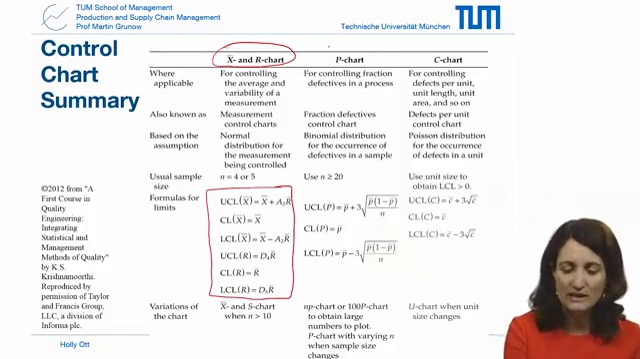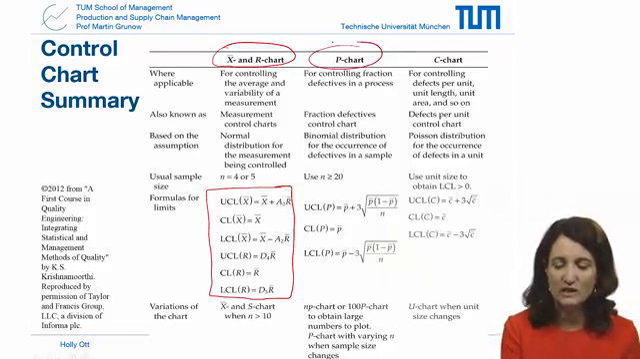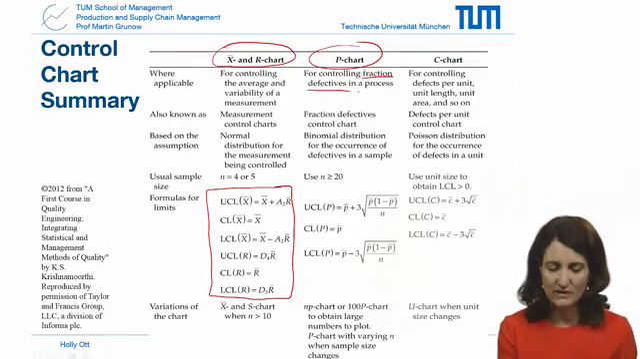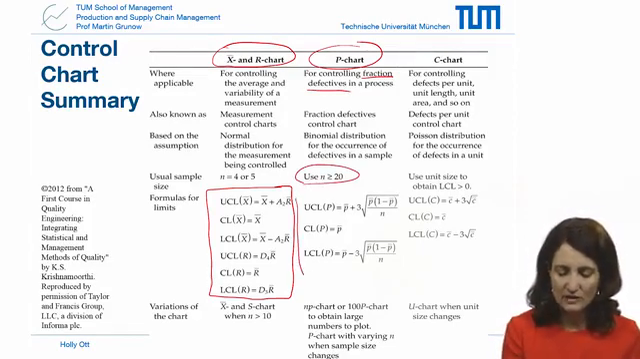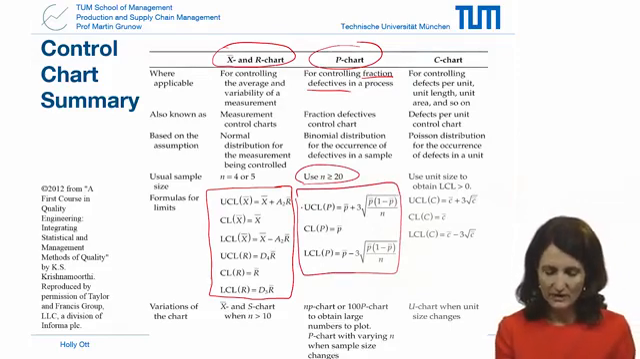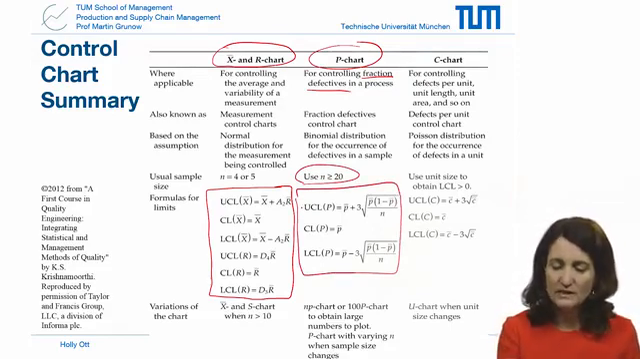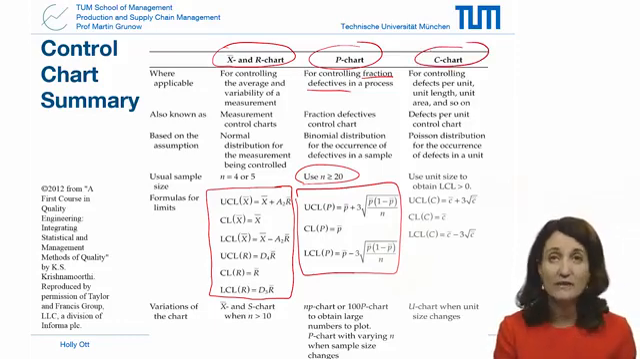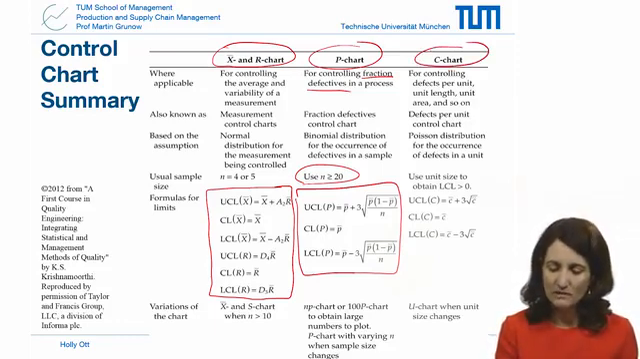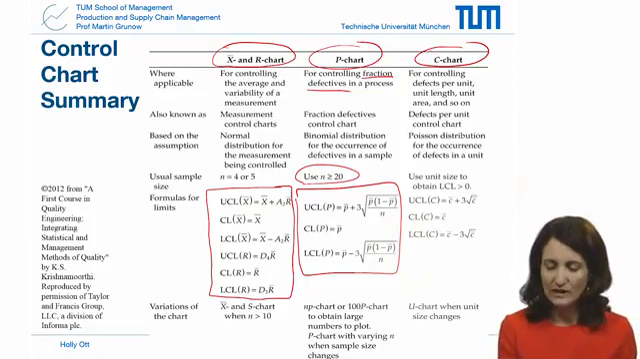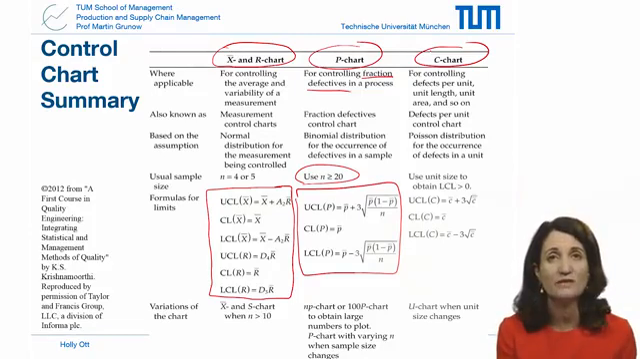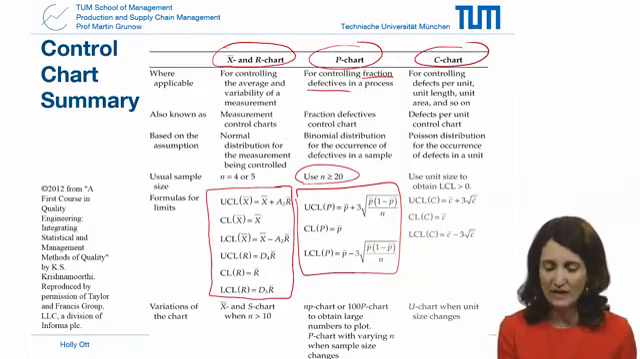The P chart and the C chart are then the attribute charts. The P chart is looking at fraction defectives in a process, also known as the fraction defective or the fraction nonconforming. We normally have an N that is greater than or equal to 20, and the control limits are given here. The C chart is used for controlling defects per unit, unit length, unit area, and so on. It's called the defects per unit control chart. Here there's no sample size, but you want to have about 25 units that you're looking at in order to calculate the averages.